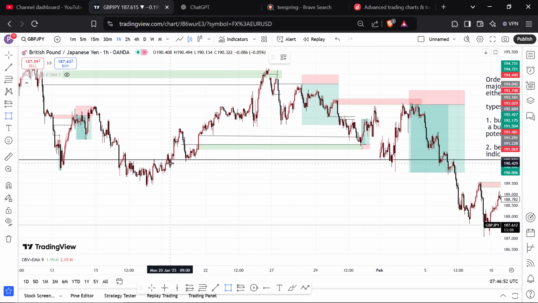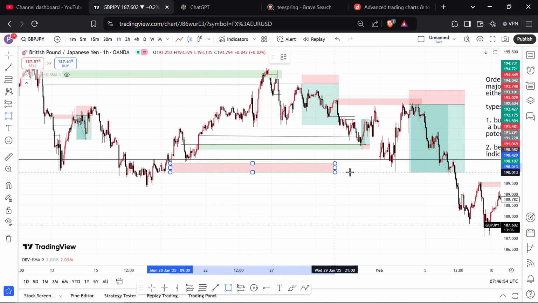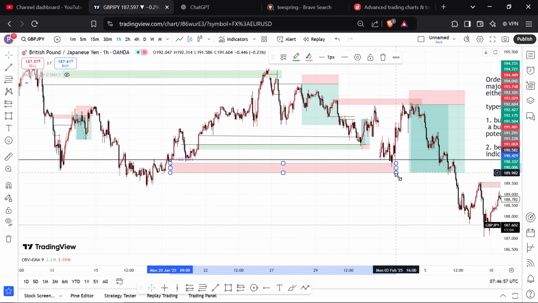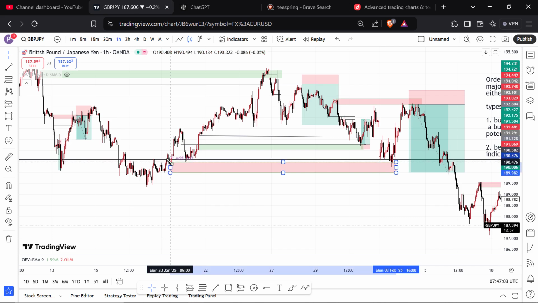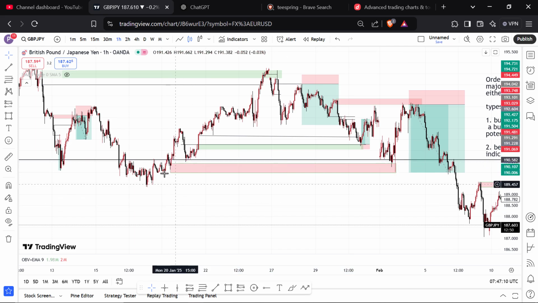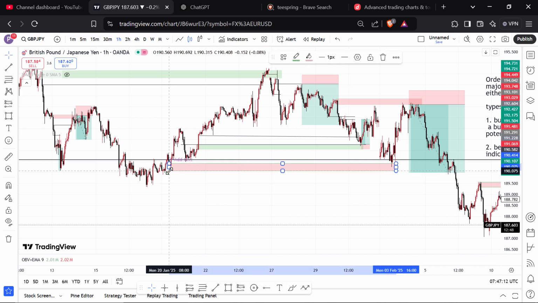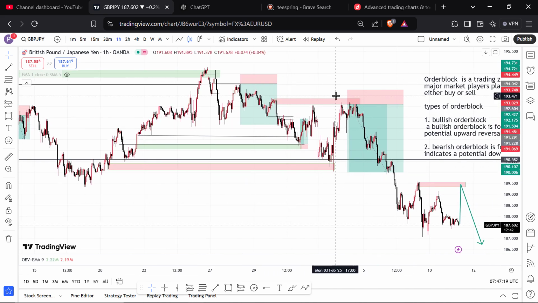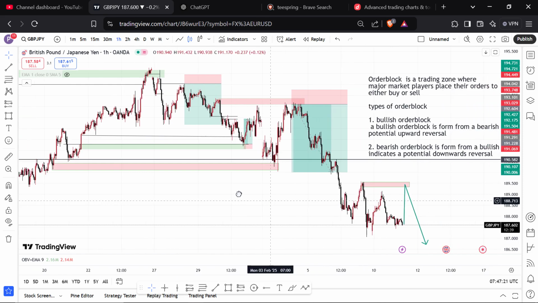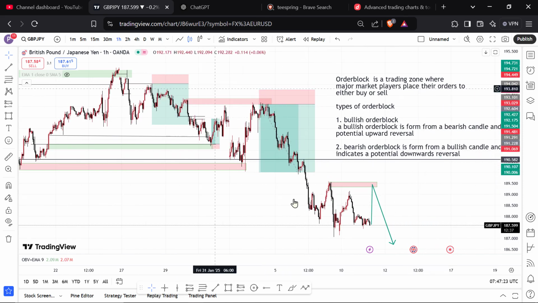Here you can see this is a bearish candle first, and what happened? The market came down, tapped into that zone. So on this candle, what do we want to see? This is a bullish order block. The market came, tapped into it and went up. That's what we want to see.